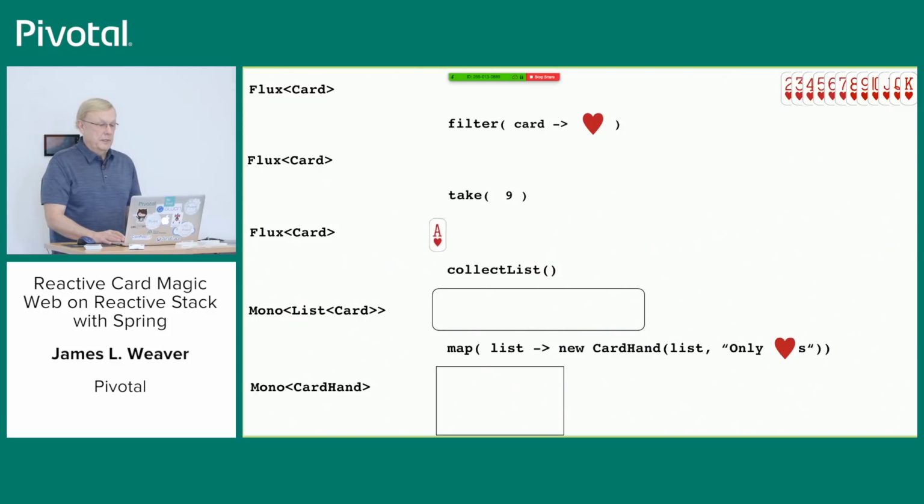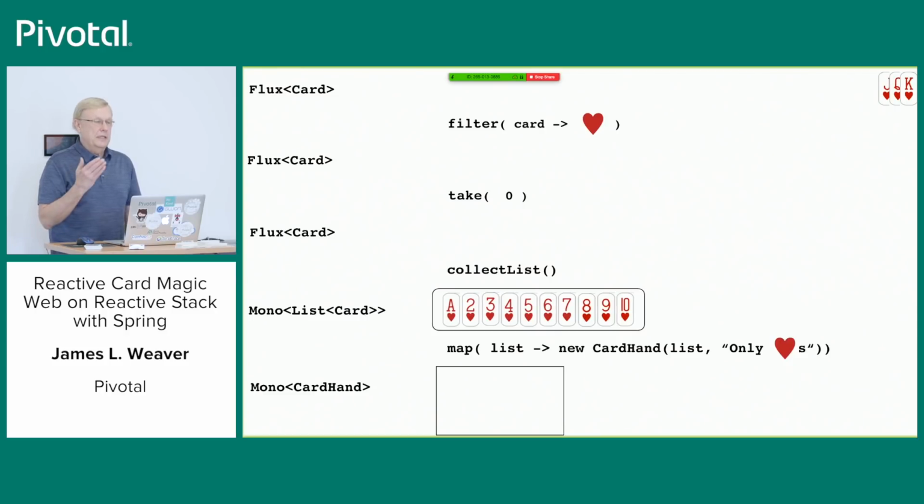See the ace of hearts come in, past the filter. And notice the take is decrementing. It started out with 10, but it's going to go all the way down to 0. So now that the take has gotten through all of the ones that it needs to take, it's done. And so now it sends a cancel to this publisher and says, okay, I don't need any more. I'm done collecting my list.